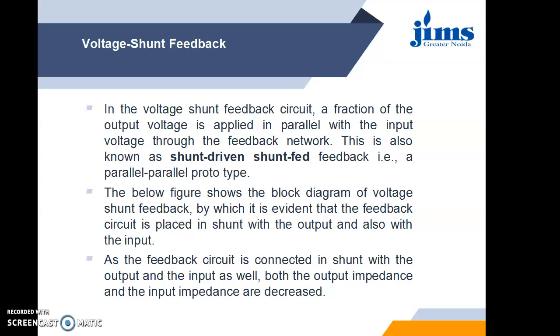So it is a trans-impedance amplifier, and the output is in shunt and input is also in shunt. So the output impedance decreases as well as the input impedance also decreases. So here we get one advantageous parameter and one disadvantageous parameter. That the output impedance decreases is good, but the input impedance should be high and this is also decreasing. So this is a drawback of this particular network.